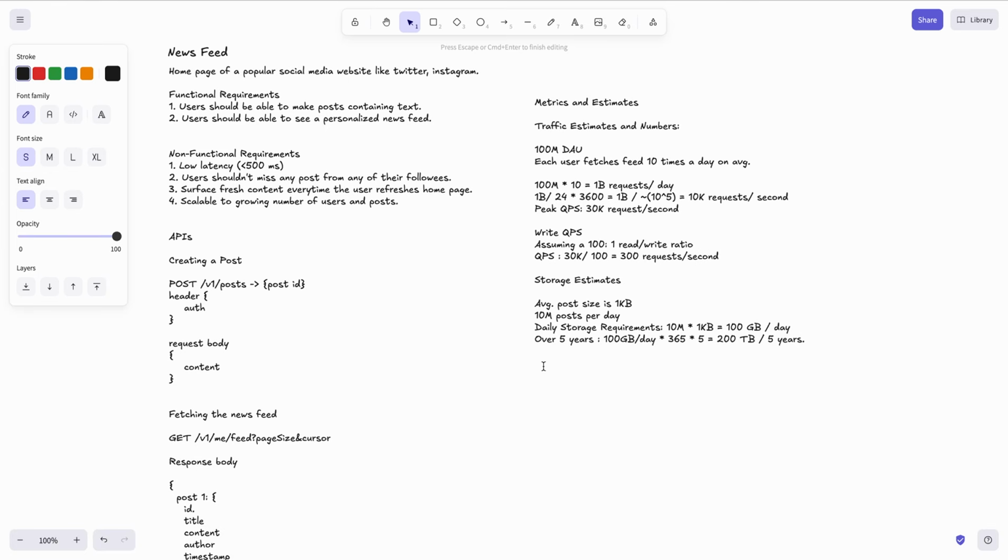So we are talking about a massive amount of data and a significant number of requests. The 200 TB of post data tells us that we need a highly scalable and distributed storage solution. Walking through these numbers not only gives us a clearer picture of the scale, but also justifies design choices later on, and it's a foundational step that sets up the rest of the design. With these numbers in mind, we are ready to move on to the high level architecture.